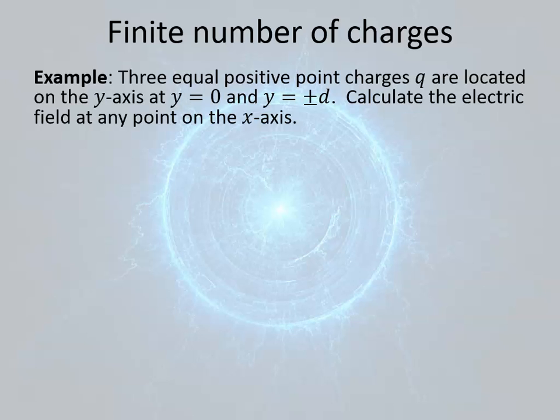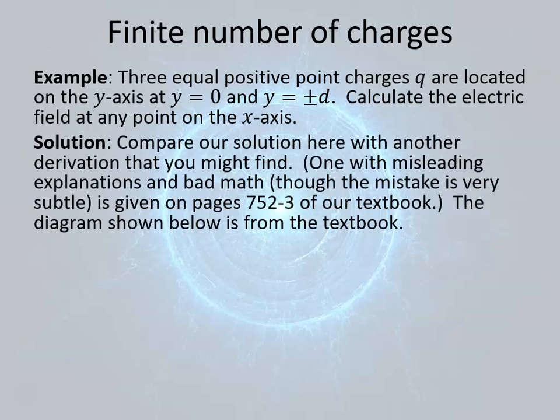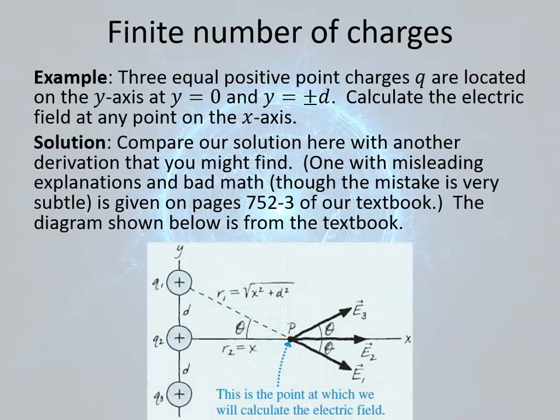So let's consider three equal positive point charges on the y-axis. One is at the origin, and the other two are at plus or minus d. We want to calculate the electric field at any point on the x-axis. This is an example taken out of our Knight textbook, but something went wrong in that example, and the final answer that they got was not correct. At least it was not generally correct. That was due to a subtle mistake that we're going to address.